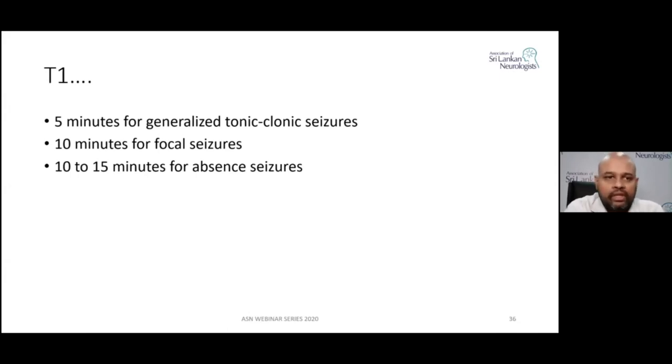So, time point one. That's where we define the patient to have seizures beyond a certain time point. If the patient has a generalized tonic-clonic seizure which lasts for 5 minutes or more, that patient is defined as having status epilepticus. If the patient has focal seizures, whether focal motor or non-motor seizures, again, the definition is more than 10 minutes. And when it comes to absence seizures, it's 10 to 15 minutes. That's the first time point where we would consider these patients to have status epilepticus.